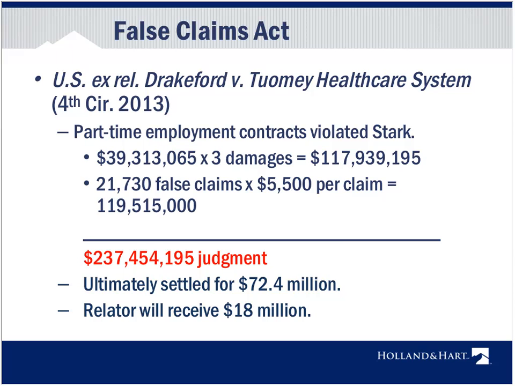The penalties under Stark amounted to $39 million, but the government also said, hey, these are false claims. Because the claims were submitted in violation of Stark, they turned into False Claims Act violations also. They got hit with additional treble damages. That increased the penalties to $117 million. And then, because they submitted 21,000 claims to the government in violation of Stark, they got hit with penalties of $5,500 per claim. That was an additional $119 million. Total ticket for that violation was $237 million.